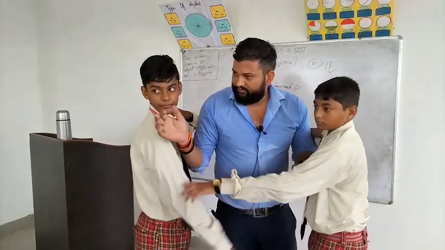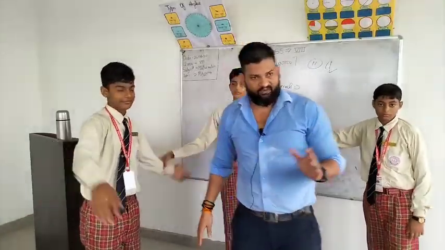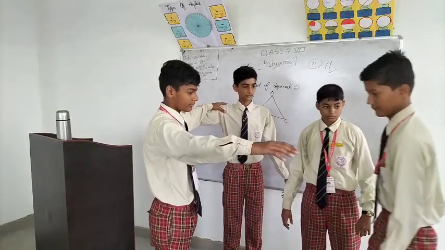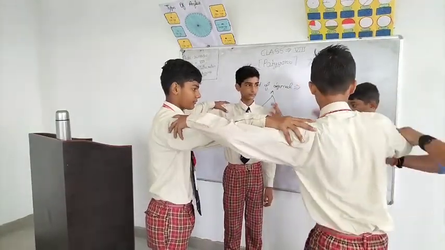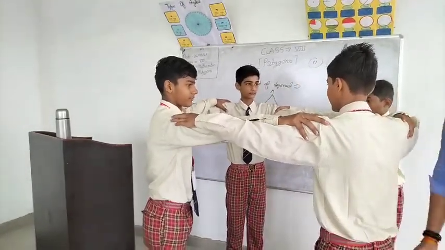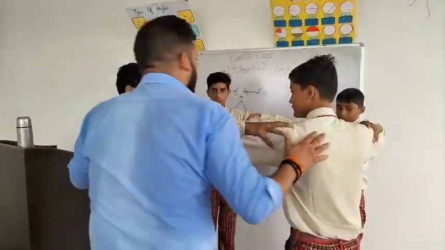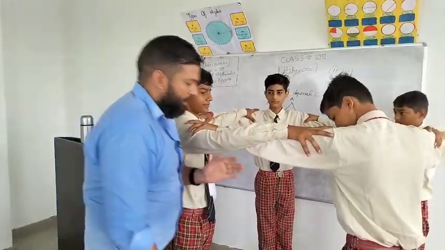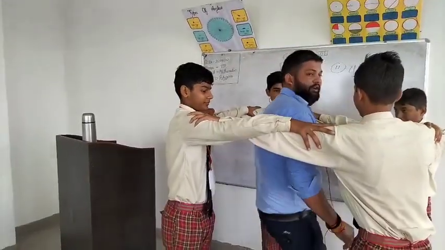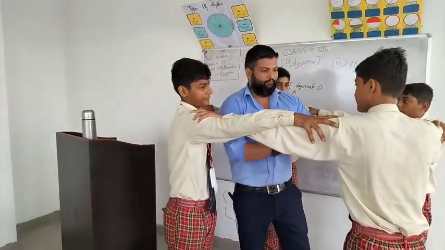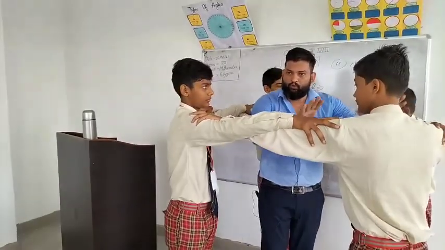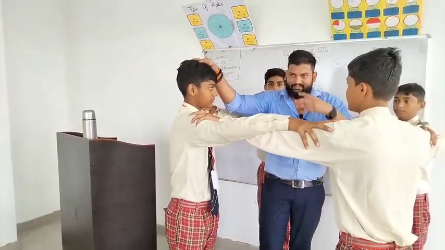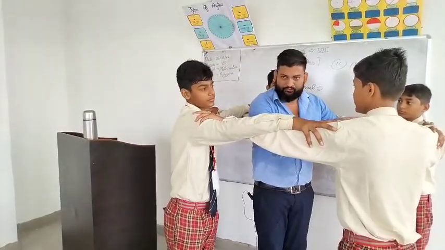One more student, please come out. Now you have to stand there. Now join your hands. Now you can say there are 4 students, and there are 4 vertices. Now how many diagonals can we draw here? From this point, who is adjacent? This one is adjacent. This one is adjacent. So we can't join them for a diagonal.